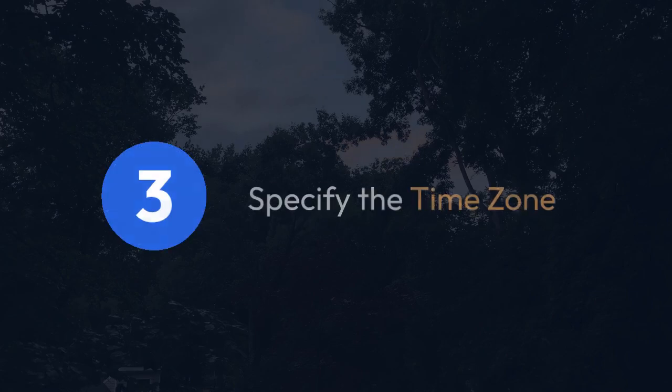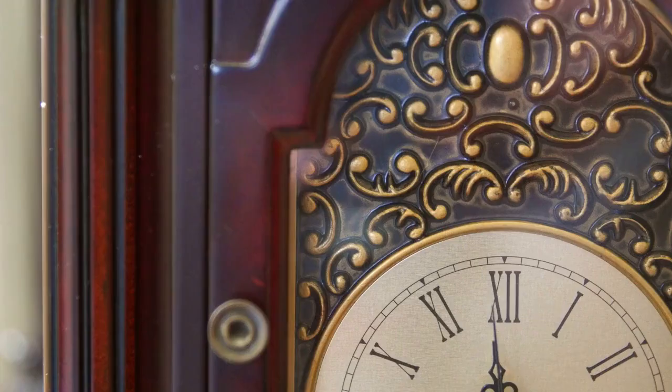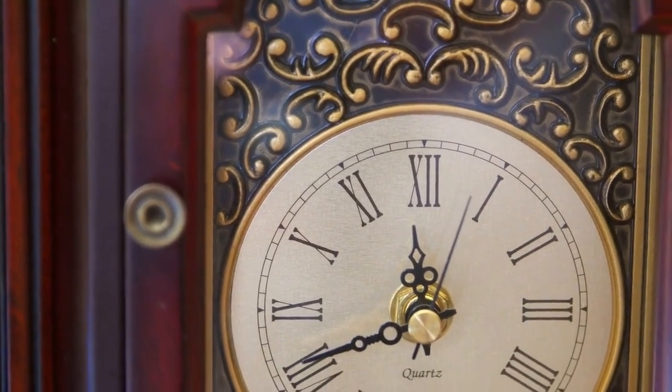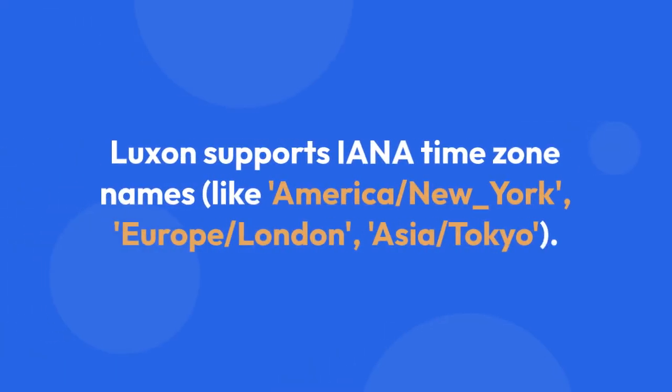in UTC. 3. Specify the time zone. The crucial part is using the setZone method to specify the desired time zone. Luxon supports IANA time zone names like America/New_York, Europe/London, Asia/Tokyo.